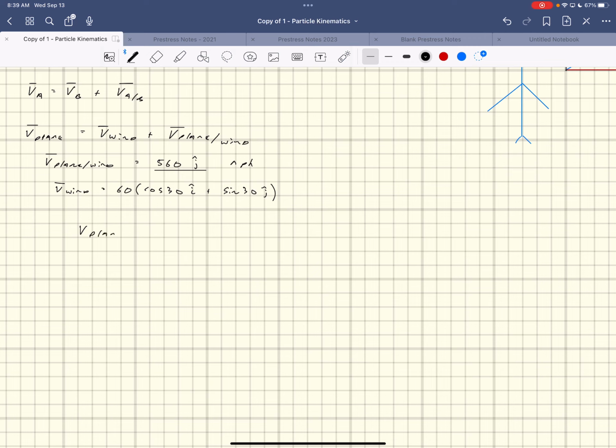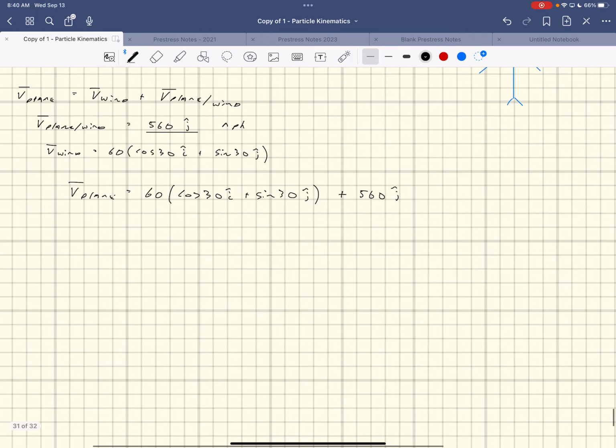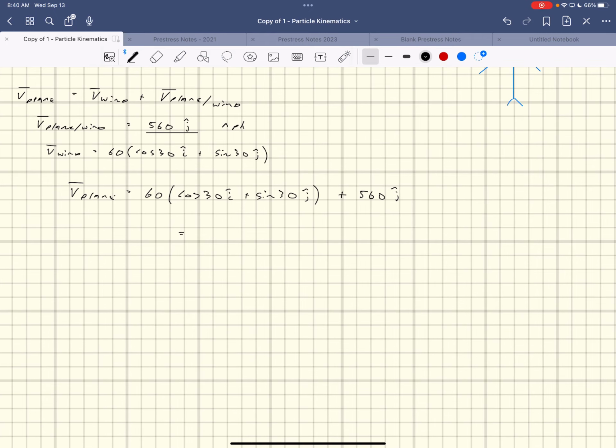The velocity of the plane is equal to, let's say v wind, which is 60 times cosine 30 in the i direction plus sine 30 in the j direction, plus, that's all v wind, plus 560 in the j direction. And if you carry out all that math, we get 51.96 in the i direction plus 590 in the j direction miles per hour. That's it in vector form.